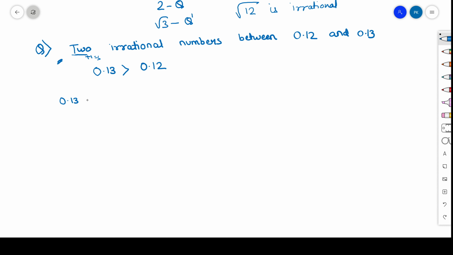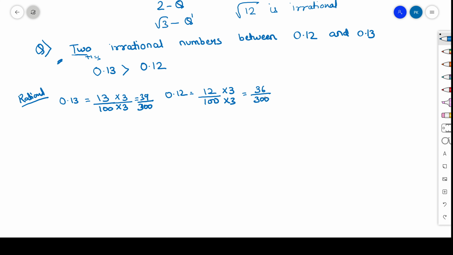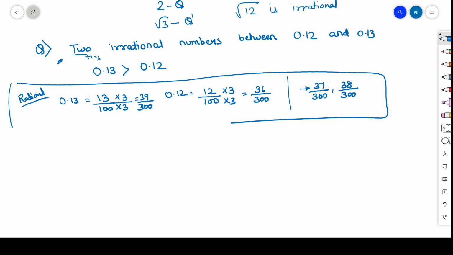0.13 can be written as 13 by 100. Here we are trying to solve for rational numbers. 0.12 can be written as 12 by 100. Now we have to multiply both of them by 3 on the numerator and denominator side. We get here 39 by 300 and 36 by 300. The rational numbers between 36 by 300 and 39 by 300 are 37 by 300 and 38 by 300. So this was a quick revision part to find rational numbers.